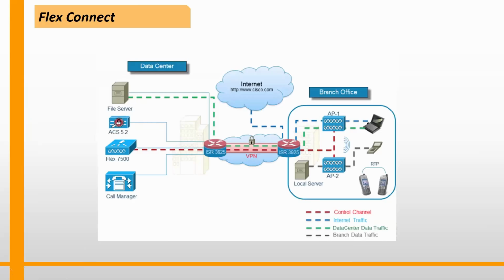So here is one more example. You can see the controller in the headquarters office, and then in the branch site you have the access points. See the control channel. Control traffic is still going to the WLC, whereas the data traffic is switching locally, which is indicated in green color here.